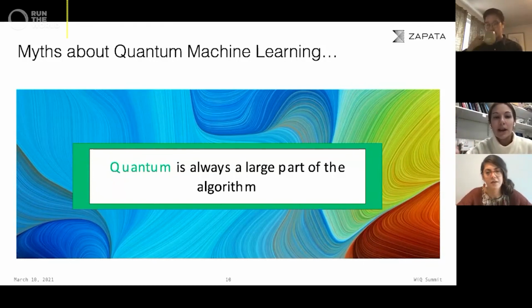And so in my next myth, I want to talk a little bit about my background as well. And so the myth that I'm going to be discussing is quantum is always a large part of the algorithm or the quantum machine learning algorithm.